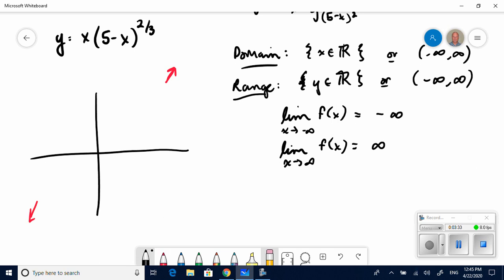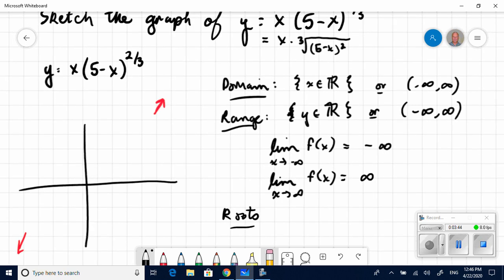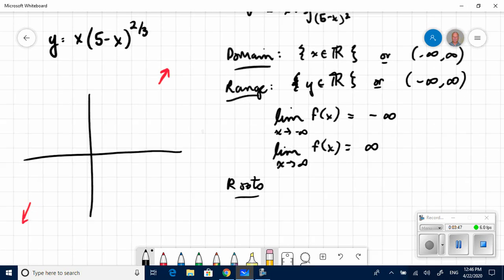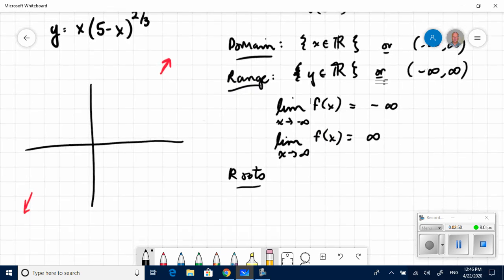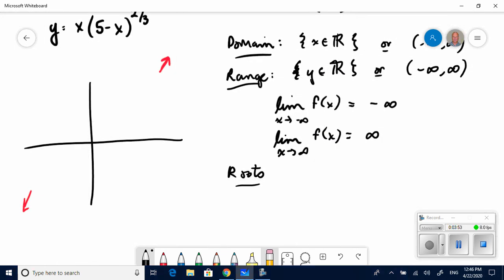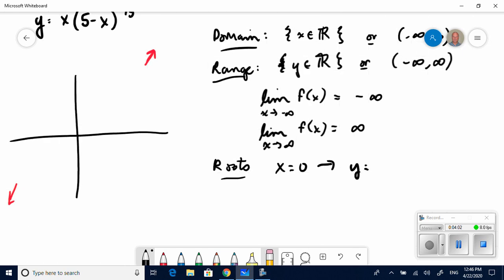Let's do roots before we start taking the first derivative. All right, roots. Our roots are x-intercepts here. So I'm going to let x equals 0, and I'm going to calculate a value of y, and that would be 0. So I've got an origin. I guess that was my y-intercept first.